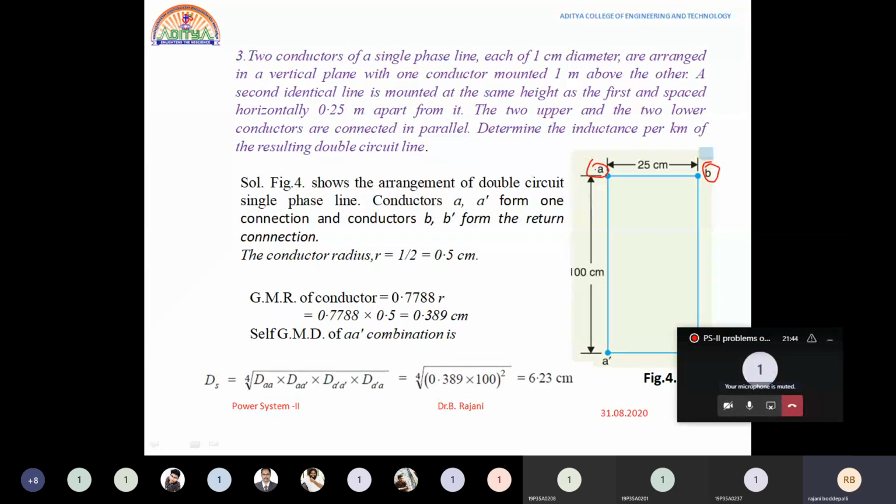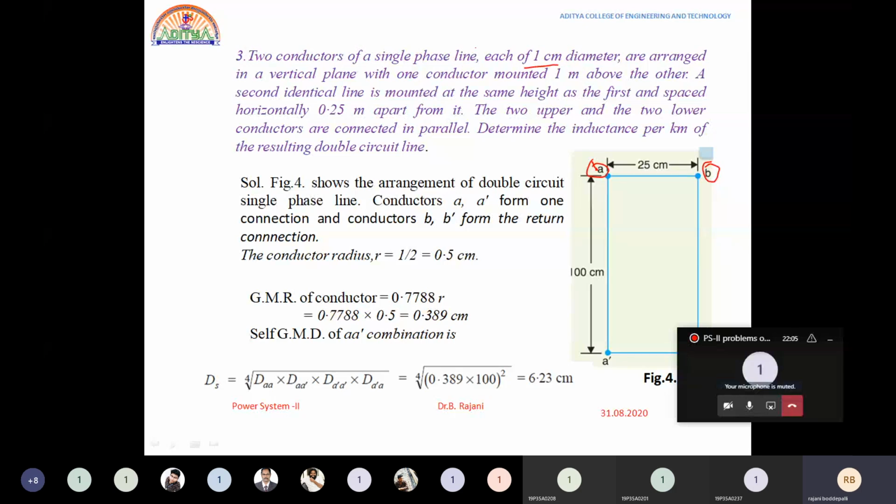The radius of each of these is 1.5 centimeters. Conductor A and conductor B are placed like this. The diameter he had given you is 1 centimeter. What would be the radius? It is 1 by 2, so 0.5 centimeters is the radius of that.